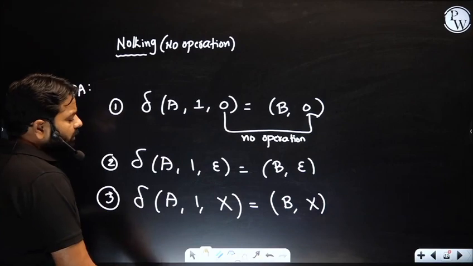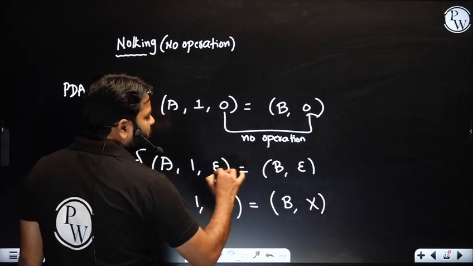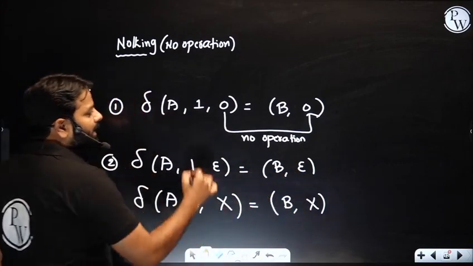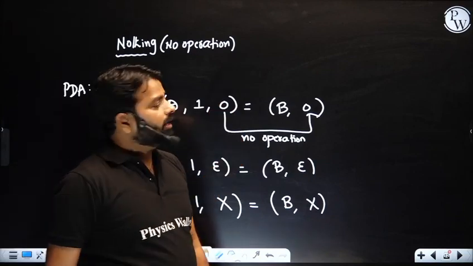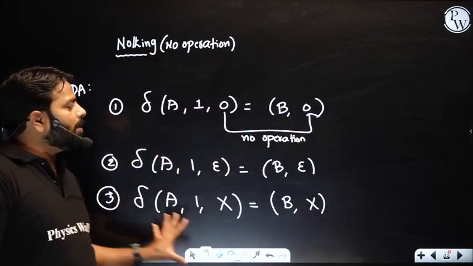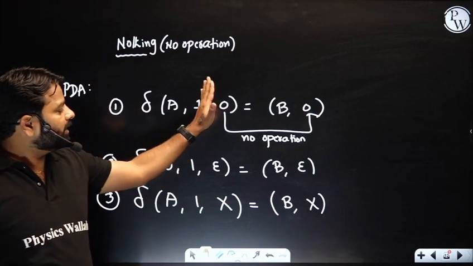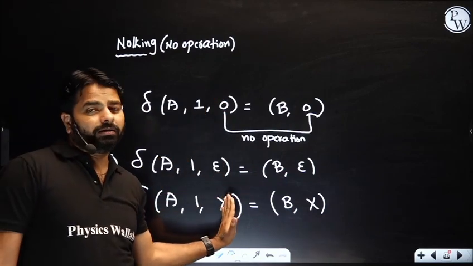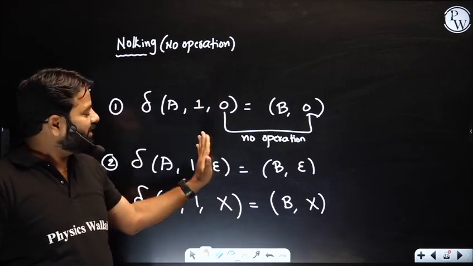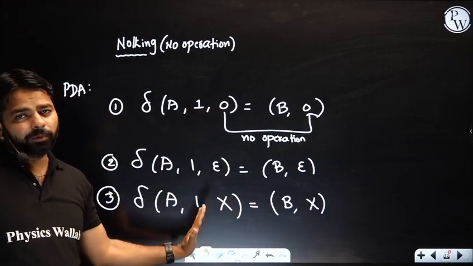Okay? So again, same epsilon. Epsilon means nothing happened. XX means nothing happened. 00 means nothing happened. So keep that in mind. This is no operation, but by looking at something, by looking at nothing, by looking at the whole thing. Something, nothing, whole thing. So these things are very important here.